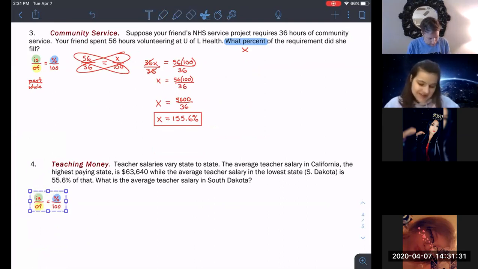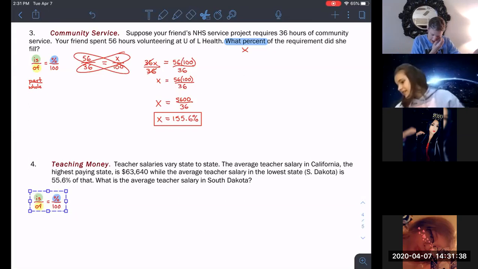Teacher salaries vary state to state. The average teacher salary in California, the highest paying state, is $63,640. While the average teacher salary in the lowest state, South Dakota, is 55.6% of that. What is the average teacher salary in South Dakota?